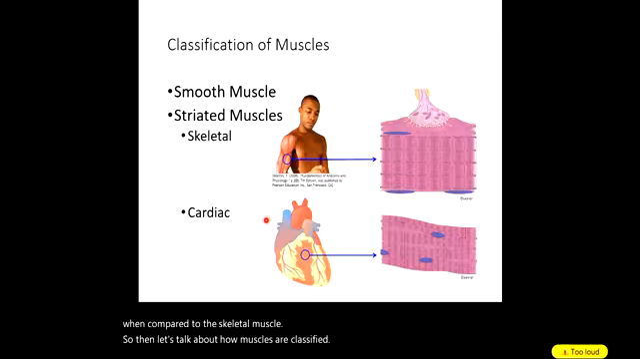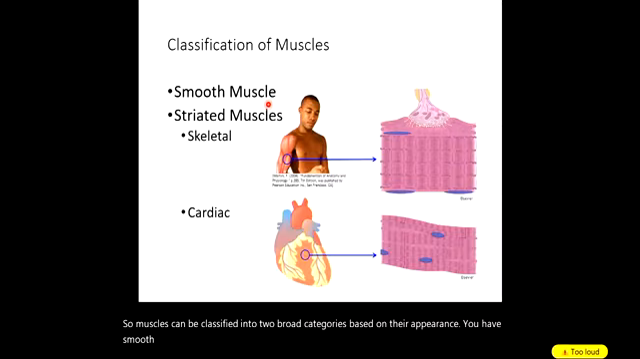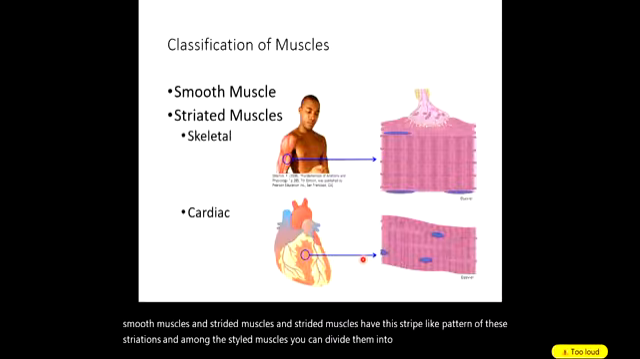So muscles can be classified into two broad categories based on their appearance. You have smooth muscles and striated muscles. And striated muscles have this stripe-like pattern, or they have these striations. And among the striated muscles, you can divide them into skeletal and cardiac muscles.